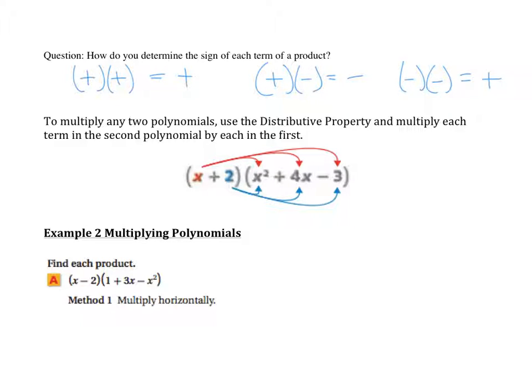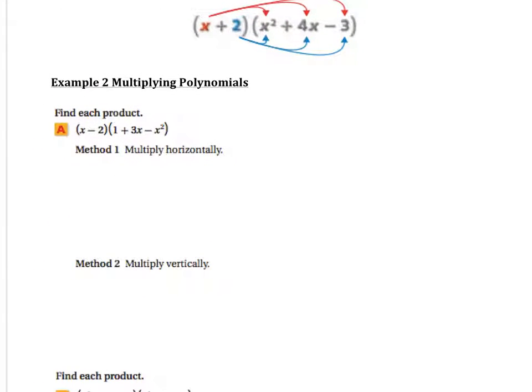When we're multiplying 2 polynomials, we can use the distributive property, multiply each term of the first polynomial to each term in the second polynomial. There are 2 ways, well actually 3 ways that you can do this. The first way is multiplying horizontally, just like they have in that example above, where you take the x term of the first binomial, multiply it times each term of the second, and then take the second term and distribute that.